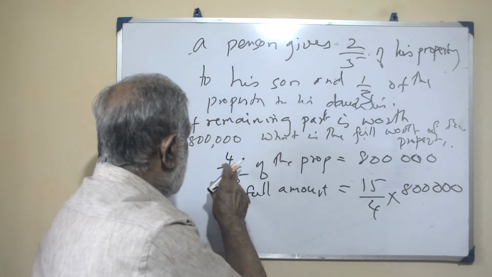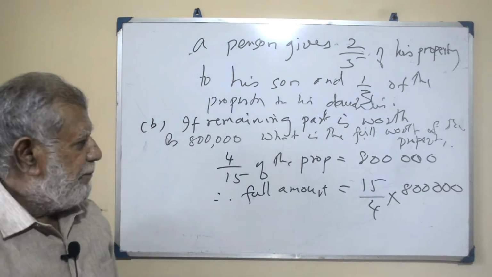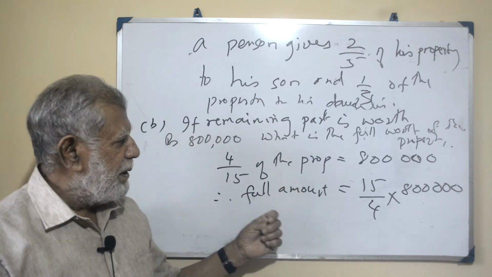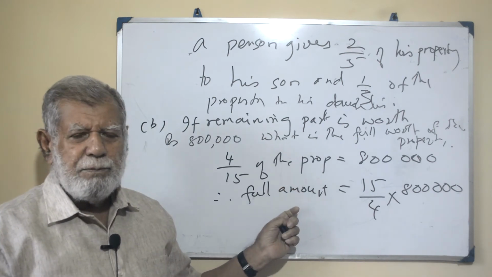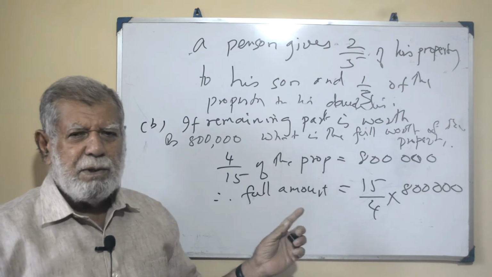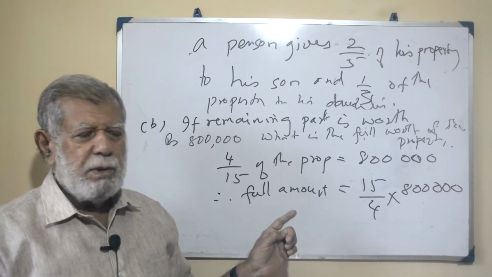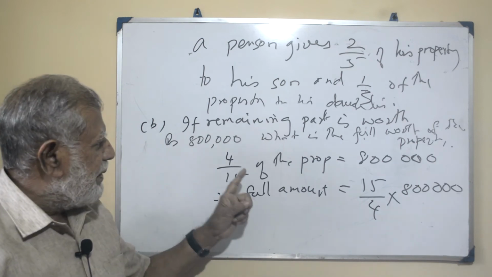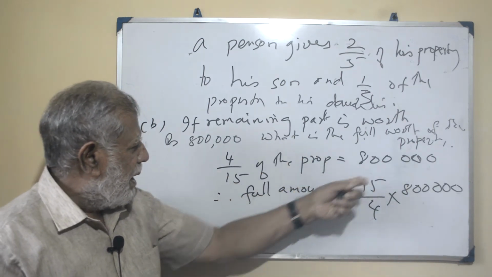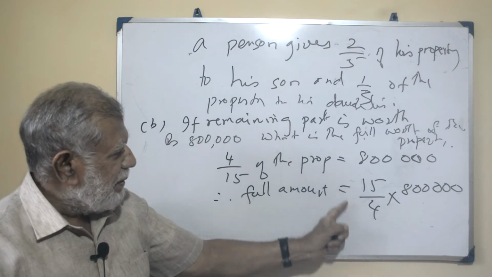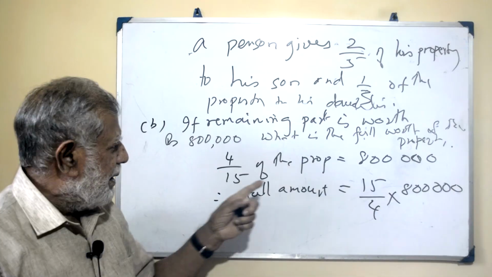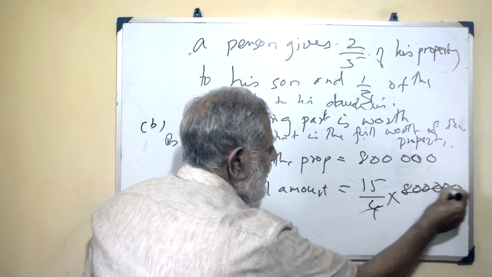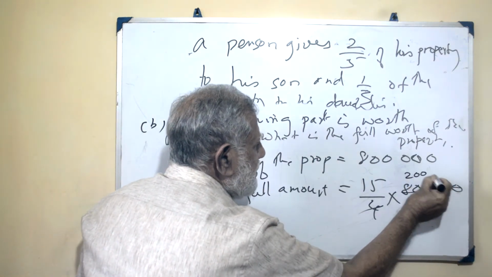We have to invert this fraction: 15/4. You have to memorize this method. I hope you can write it down in your formula book, then write down an example like this and practice, so that you will remember when you come across a situation like this. Here 4.15, the fraction, is equal to this number. So therefore the full amount is 15/4, and you invert this into 800,000. Now we cancel 4 and 800, that will be 200,000.